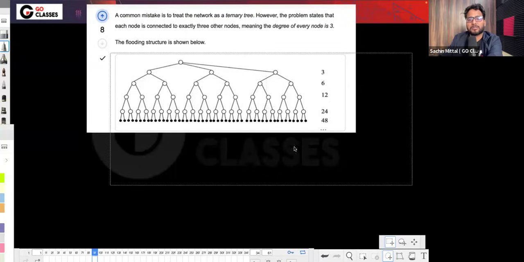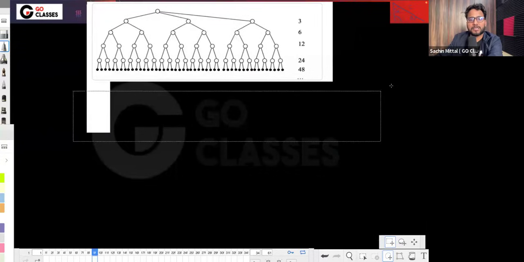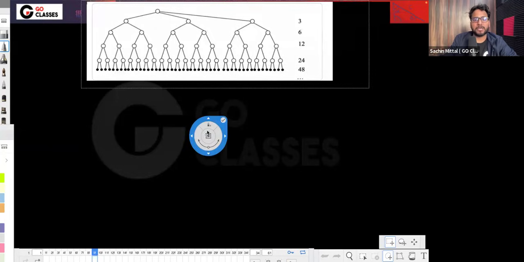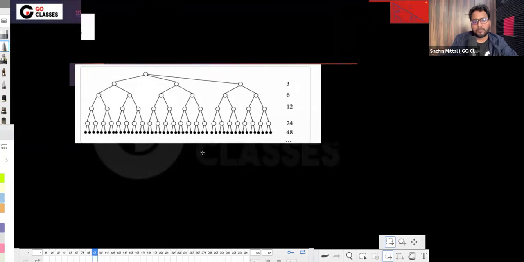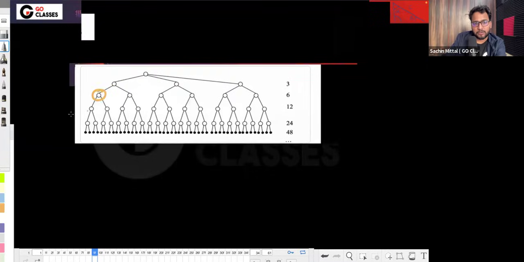Understood? This is important because some of the students have done it wrong, thinking that it will be a ternary tree, which means everyone will have three children. No, it's not a ternary tree, because in the question it is given that every node is connected to exactly three other nodes. So that's why it's not a ternary tree. Here it is three children, but after that it will be just two children.